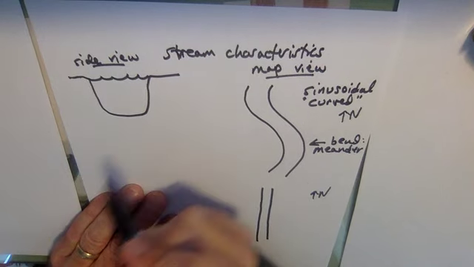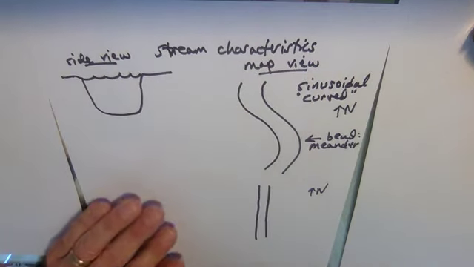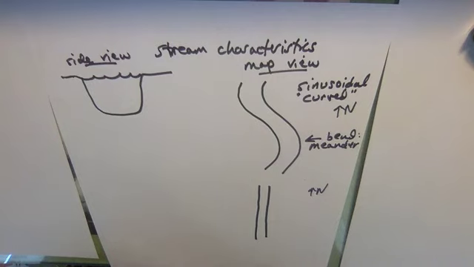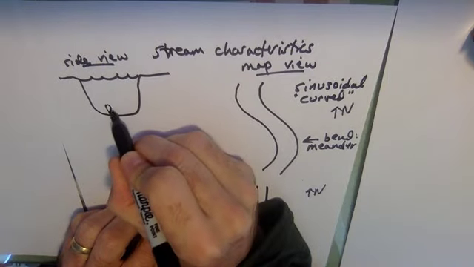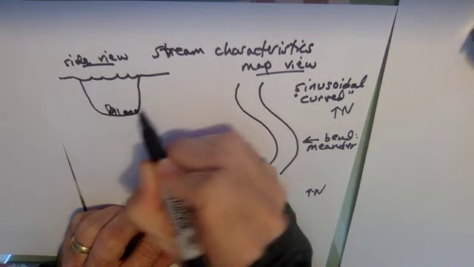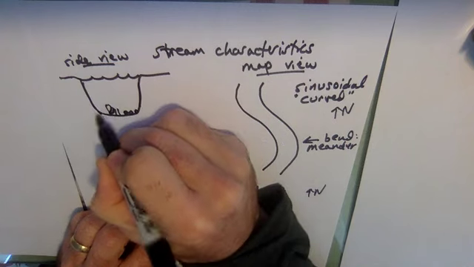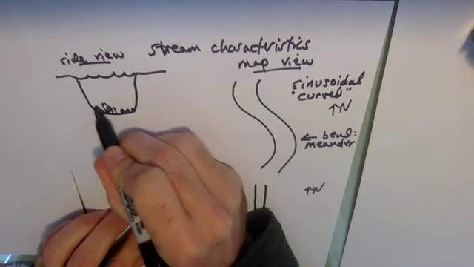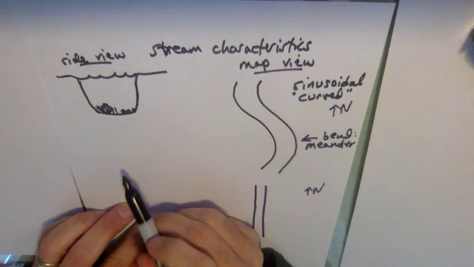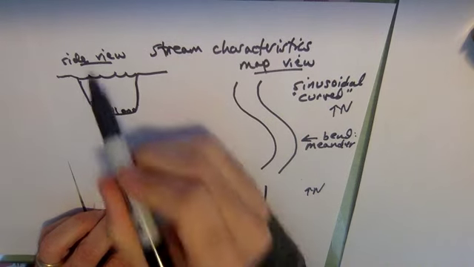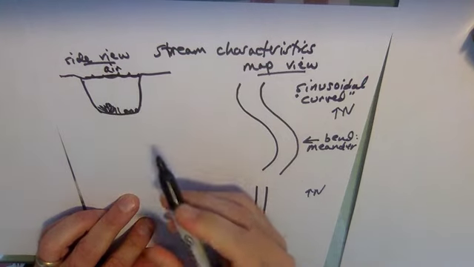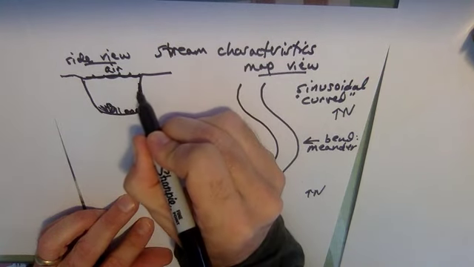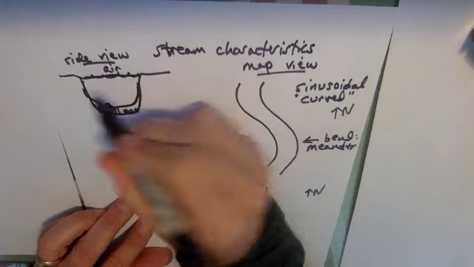Well, it turns out that when water molecules are moving against each other, there's almost no friction between them. But when water molecules are moving against other objects, like the grass or the rocks at the bottom of the stream bank, then there is friction. Likewise, there's friction between the water and the air up here. So you actually have slower velocities here.